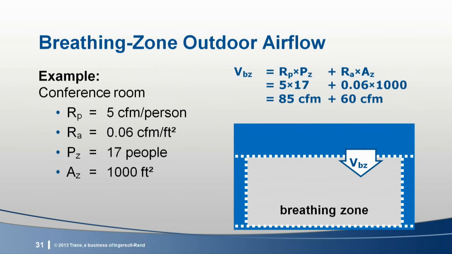When we solve the equation, predictably, the conference room needs the same 60 CFM outdoor air as the office space to dilute the building-related sources. But it needs 85 CFM to dilute the people-related sources due to the higher occupancy. In total, the conference room requires 145 CFM of outdoor air compared to 85 CFM for the office.